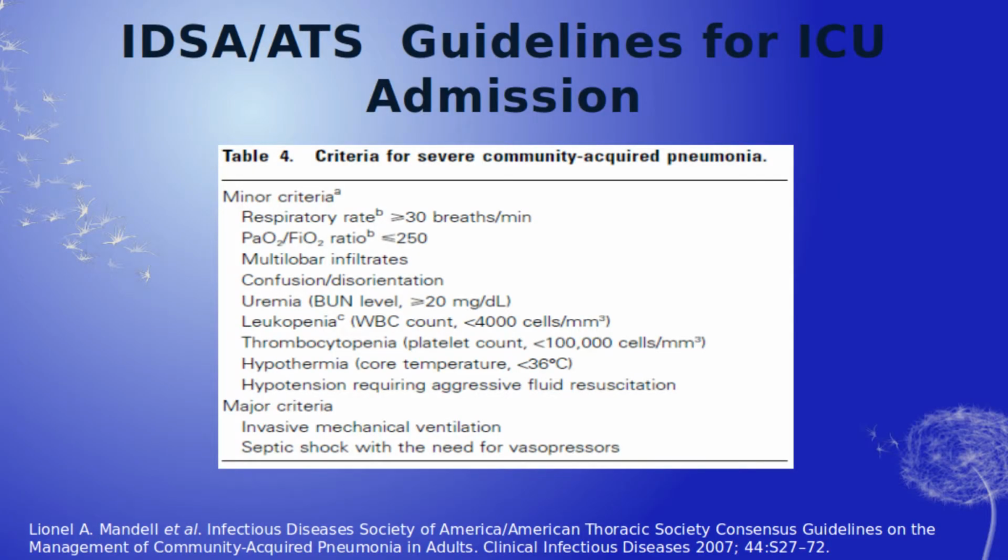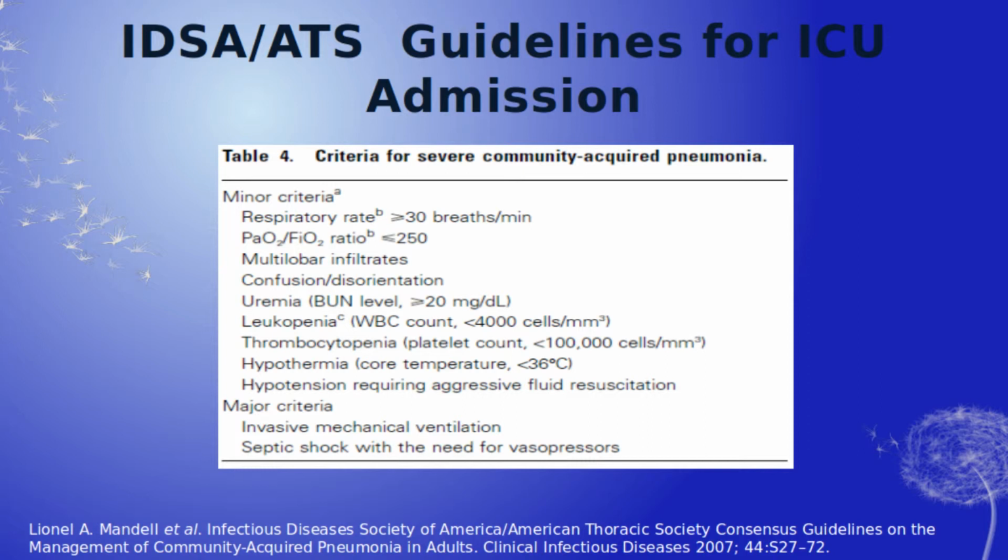So the first step is they want you to use the PSI or the CURB-65 in order to decide, is this patient in need of admission into hospital, or are they suitable for outpatient treatment? Once you've decided whether or not they can come into hospital, then you use this criteria to decide if they're sick enough to require an ICU admission. Their criteria is if you have any one of the major criteria or 3 or more of the minor criteria, they suggest ICU admission. So these are their criteria.